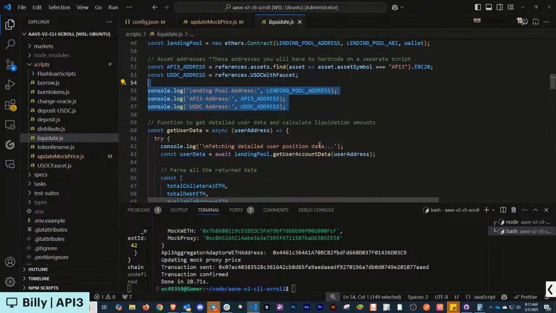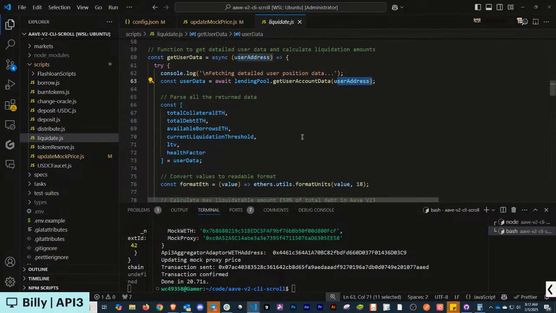So I want to see the data on that specific user. We're calling the lending pool object to get that data on the liquidatable asset address we want to go after. And we're going to see all the information that we get back, like how much collateral they have, how much debt they have, how much available borrows they have available to them, their current liquidation threshold, their loan to value, and their health factor. This is what you get back when you call get user data. Do you want to see all of it on a liquidation script? No, but I want to show you exactly what you get so you can play with it and modify it to whatever you need.